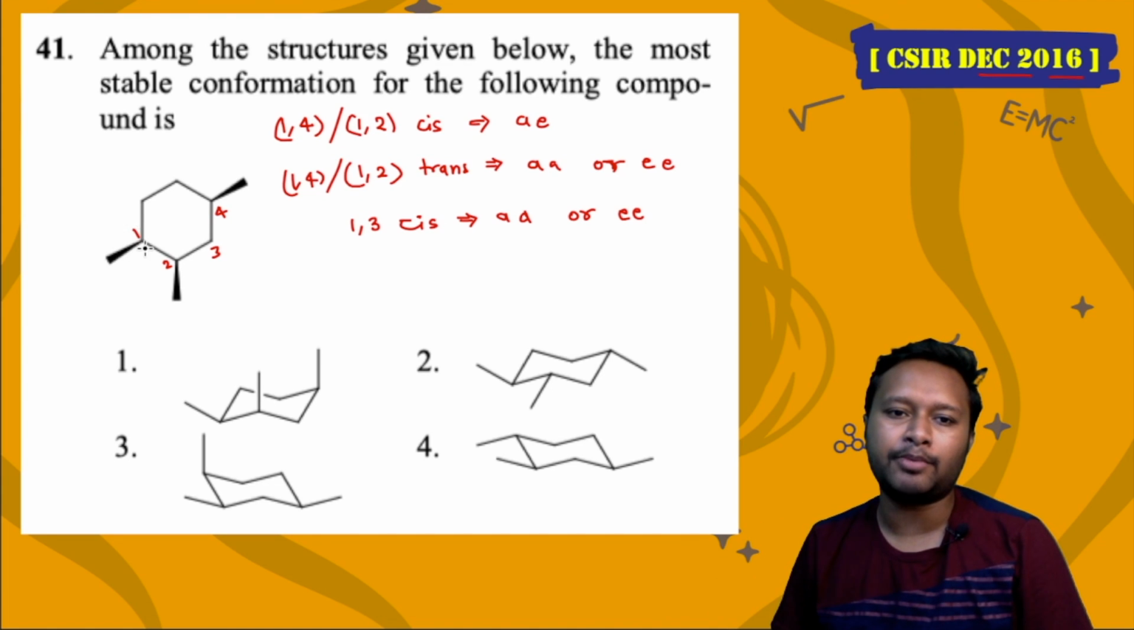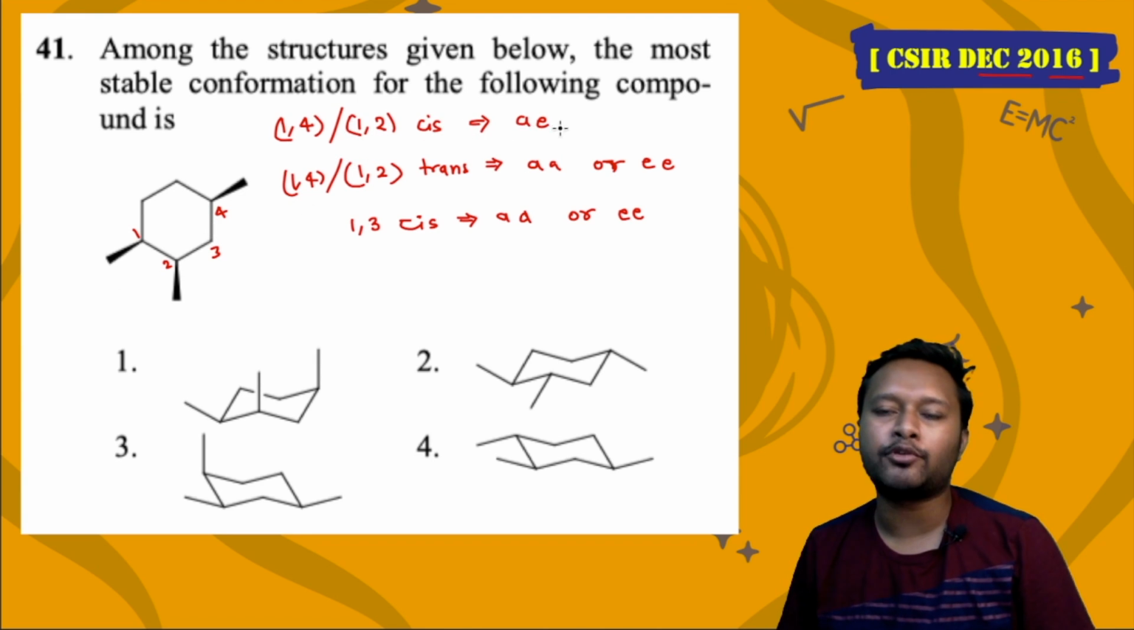If I keep this first one as 1,2 and both of them are cis, so for 1,2 cis they have to be axial-equatorial. If I keep one of them as axial, the other one automatically goes to the equatorial position according to the correct conformation. So if it is axial, the other one goes to the equatorial position.